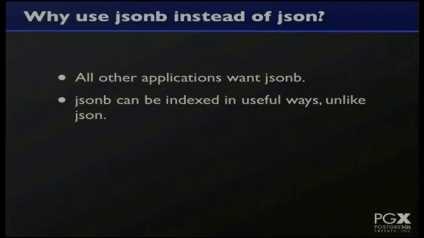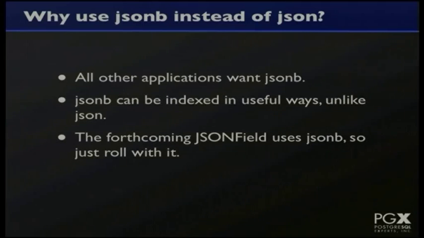This is an okay thing to use if you're just logging JSON and you don't plan to query extensively. Why use JSON-B? Pretty much everything else. It can be indexed in useful ways, unlike JSON. And the forthcoming JSON field uses JSON-B, so just roll with it.